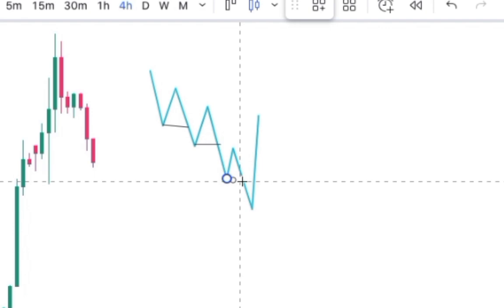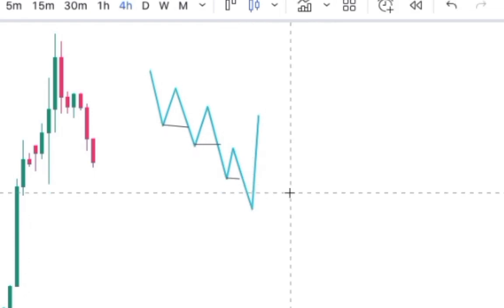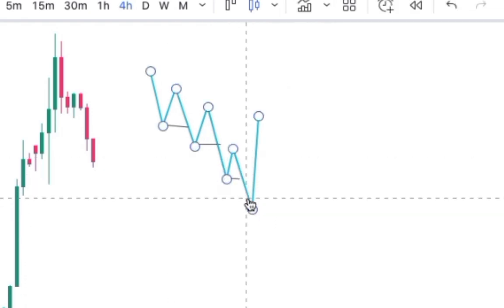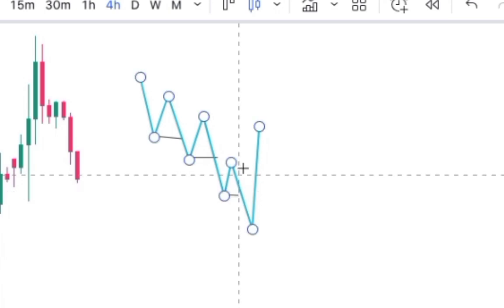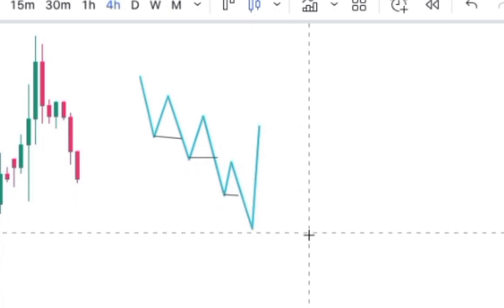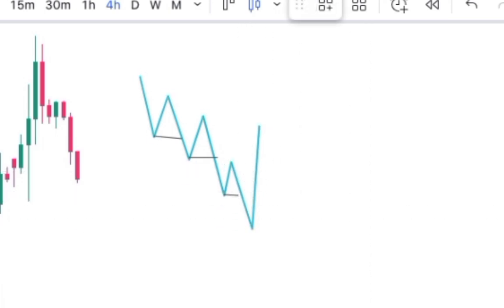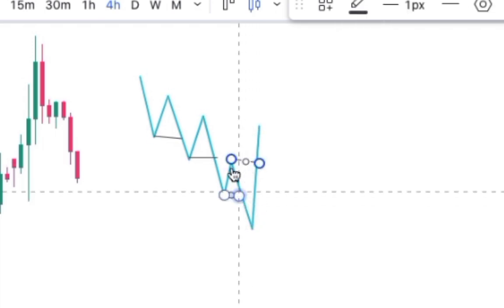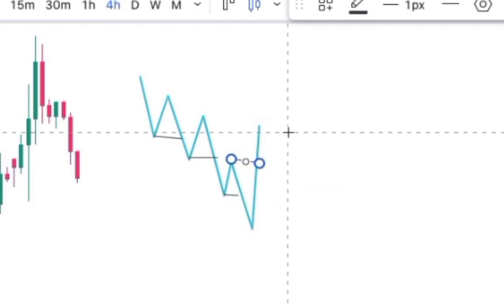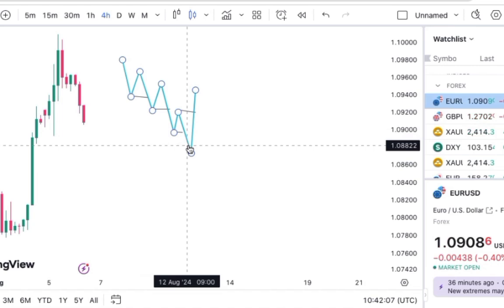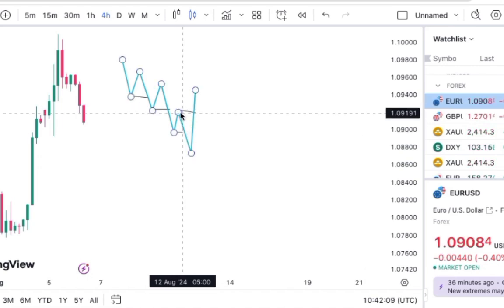But at this place, something happened. It broke to the downside and it broke to the upside. Once you have this, we call it change of character. So there's a change of character right here. Why? Because this high was taken out. It broke structure to the downside and then it took out this high.